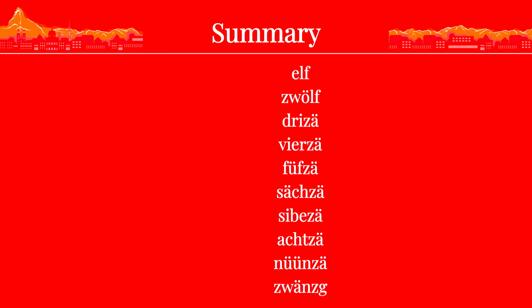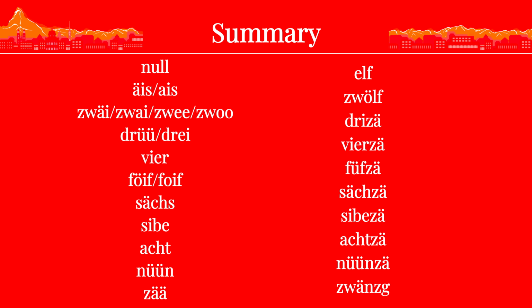These are the numbers from 0 to 20 in Swiss German. We have to be particularly careful with the numbers zwei, drei, and 5, as these have irregularities.